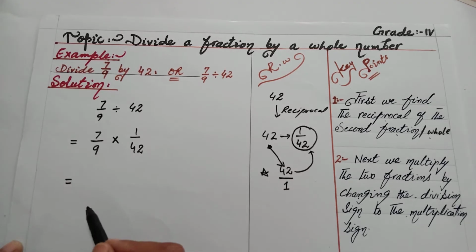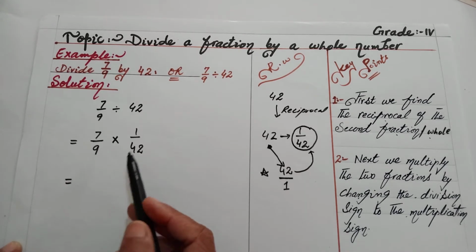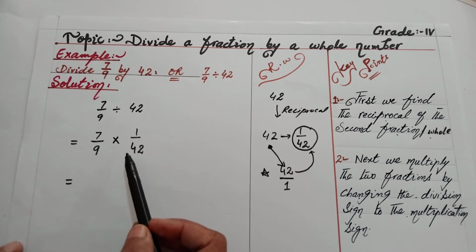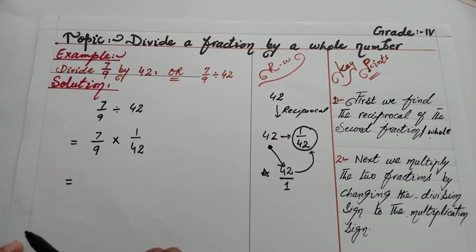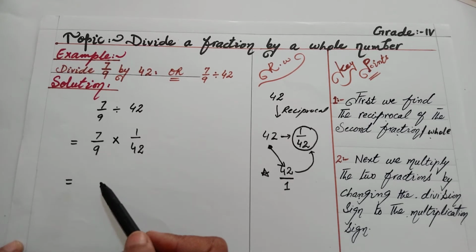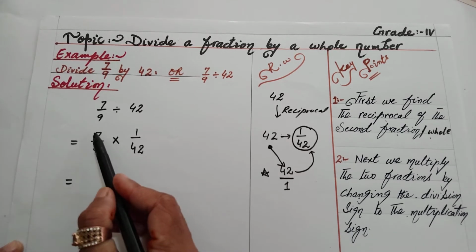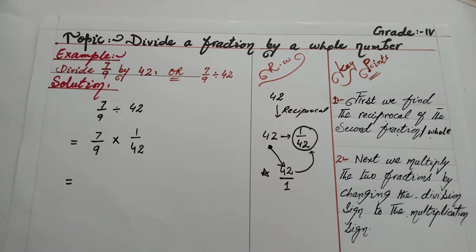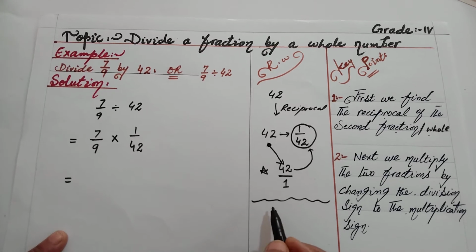Simplification means check whether there is any common factor of any numerator or denominator. It means you have to find the lowest term of the fraction, reduce the fraction into the lowest term. So as we can see, 7 and 42, we have the common factors of 7 and 42. What is the common factor of 7 and 42? We can find it over here.